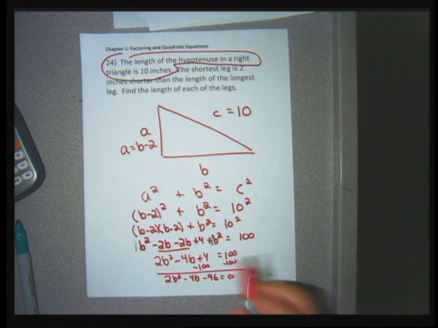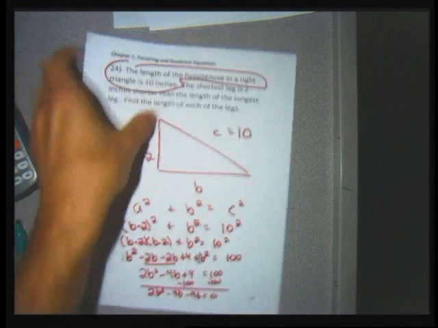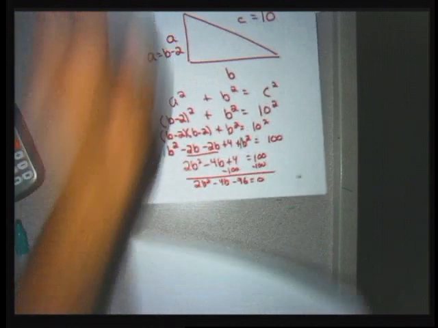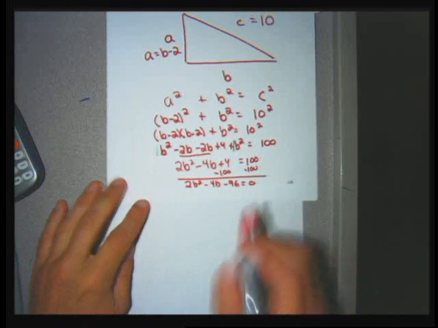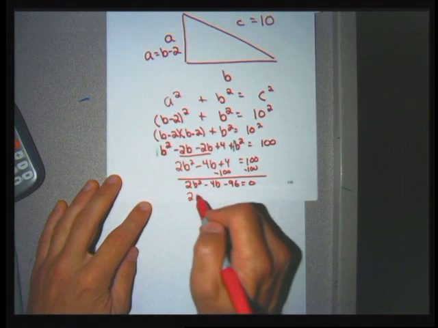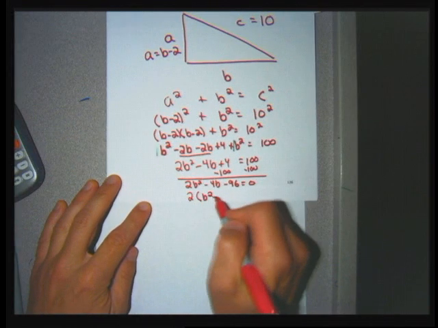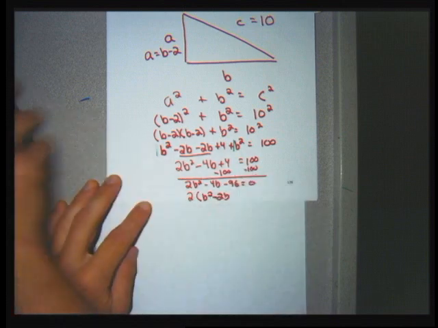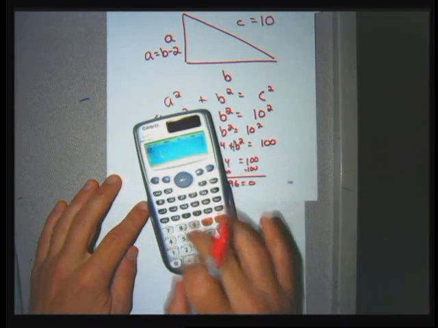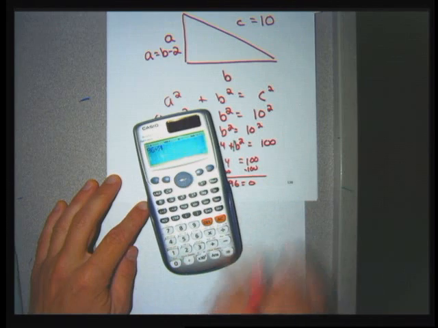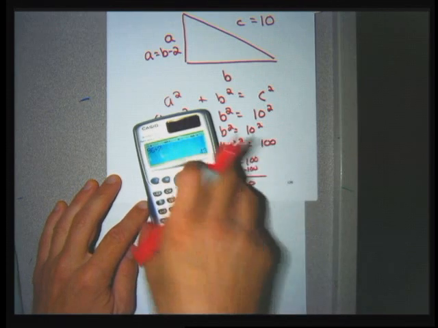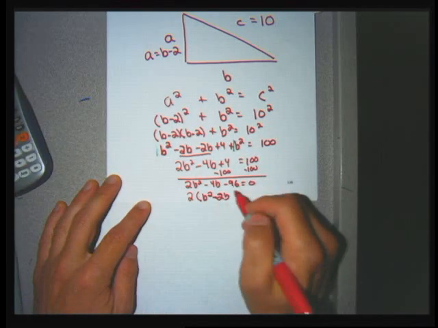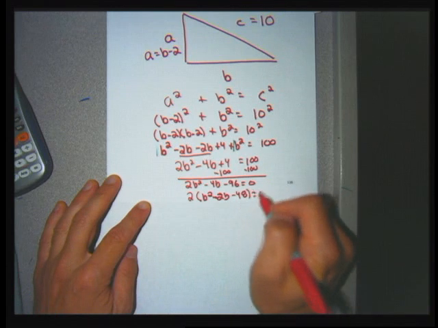And now I need to solve by factoring. I'm going to pull out my common factor of 2, and this is going to give me 2 times B squared minus 2B, I think that's 48, but I'm going to do it on my calculator. 96 divided by 2 is 48. So I get 2 times B squared minus 2B minus 48 equals 0.